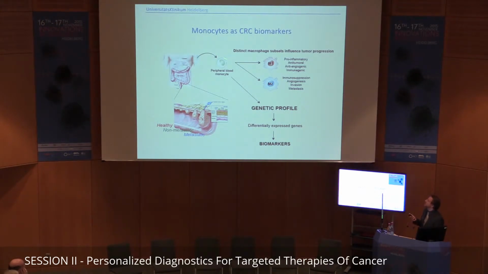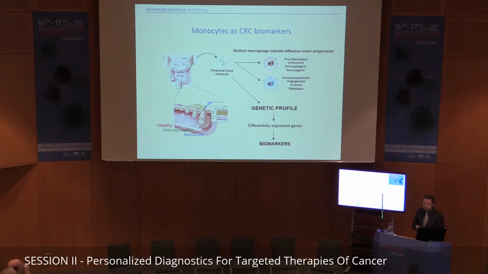So once again, these monocytes, in our view, were an ideal target for screening for colorectal cancer, as they are the precursors of the more described macrophages that can either show pro-tumoral or anti-tumoral phenotypes, depending on the stromal context.